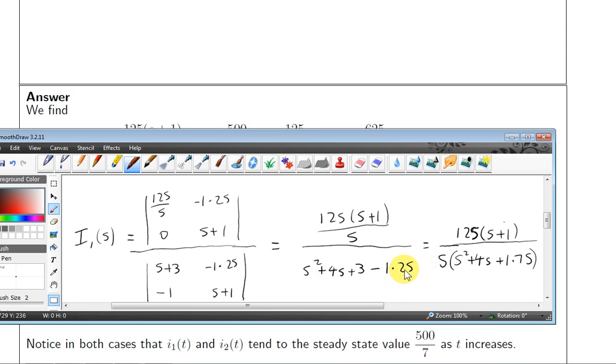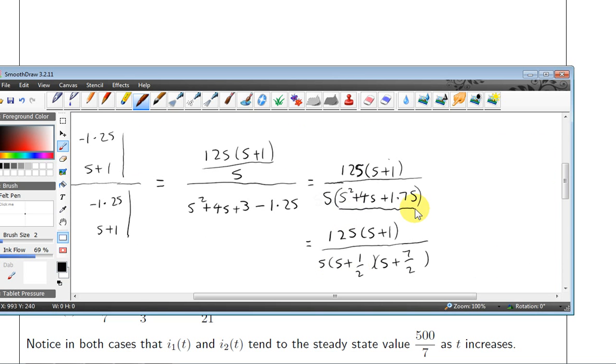Now we can simplify the denominator a little bit and multiply above and below by s to get this here. Now this quadratic actually has factors. The factors of 1.75 are 1 half times 7 halves. That gives us 7 quarters, or 1 3/4. And here, for the middle term, we have 7 halves s plus 1 half s. That's 8 halves s, which is 4s.